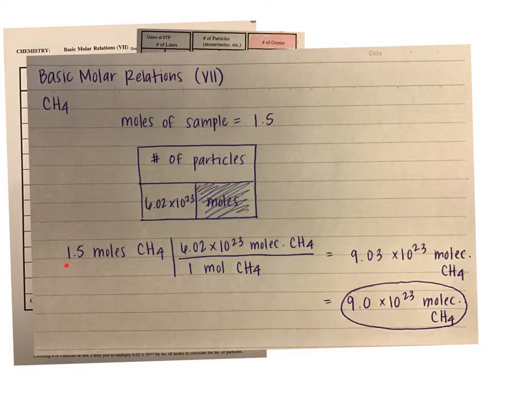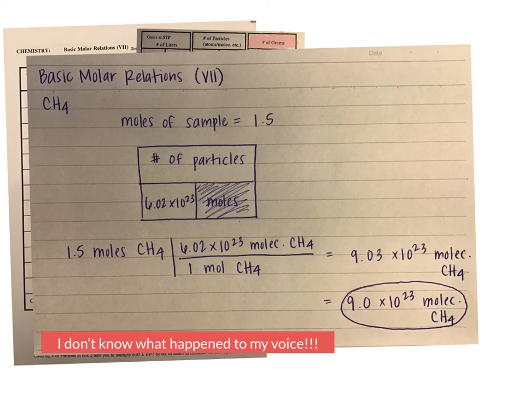So I can do 1.5 moles, put moles on the bottom, so that these two will cancel out. And then I will end up with 9.03 times 10 to the 23rd molecules of methane. But then I want to look at the beginning. I can see that my significant figures here is 2. My significant figures from Avogadro's number is 3, but since 2 is the least number, I'm going to go with that. And then I will have the answer 9.0 times 10 to the 23rd molecules of methane.